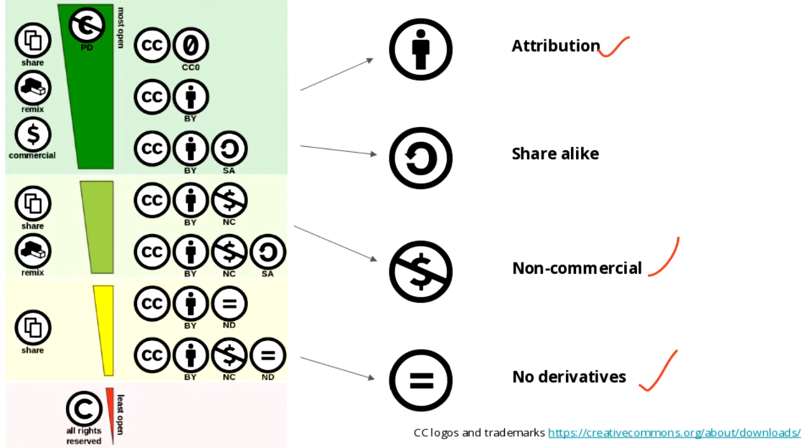Does that make sense? So you can see on the left-hand side of the chart here, the things that you're allowed to do. Share, remix, commercial. Share and remix, not commercial. And here, these last two are only share. And the least open, of course, is copyright. Clear? Questions?